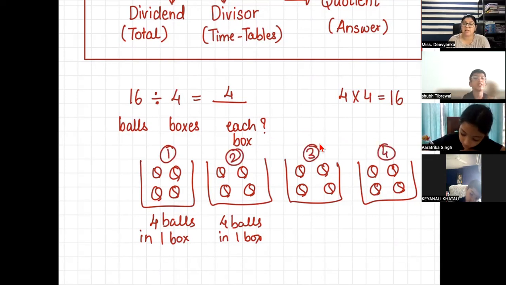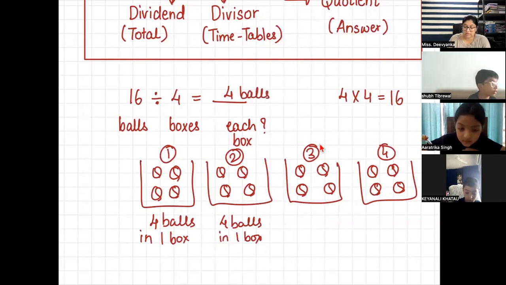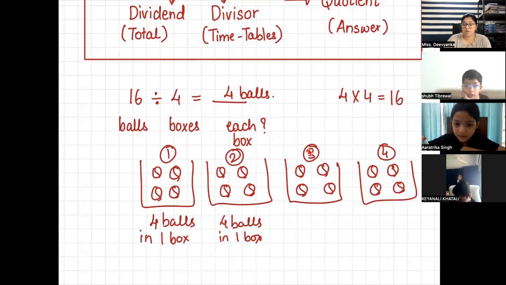And in each box, we got 4. So 16 divided by 4 is 4. Understood? Is that clear, everyone?